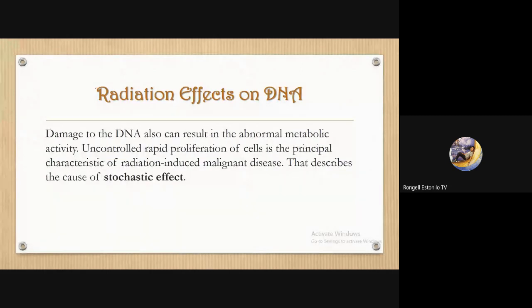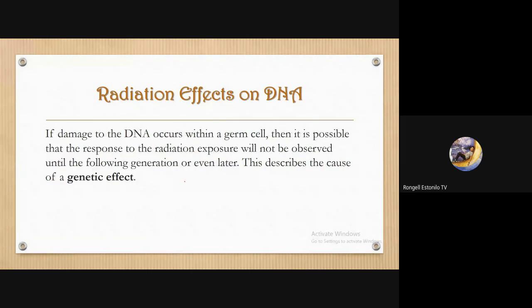So damage to the DNA can also result in an abnormal metabolic activity, uncontrolled rapid proliferation of the cell. This is the principal characteristic of radiation-induced malignant disease that describes the stochastic effect. Again, when we say stochastic effect, this is the late effects of radiation.